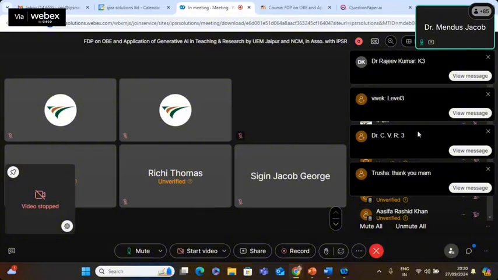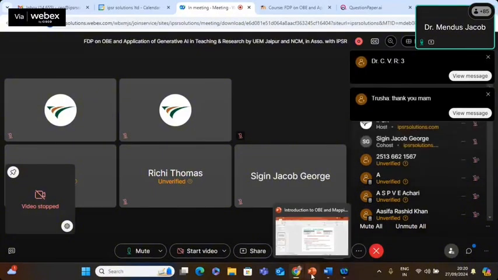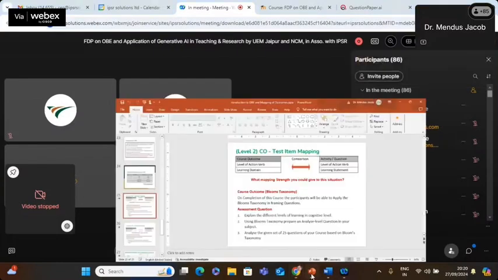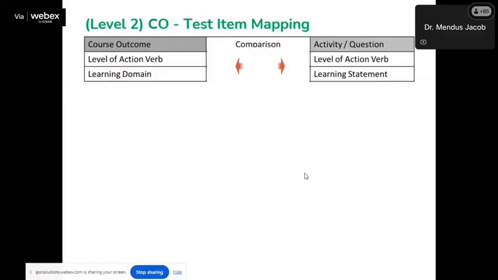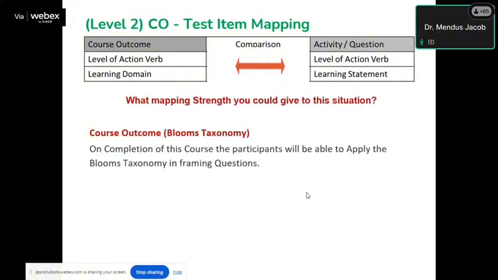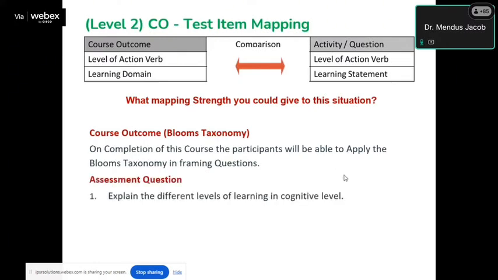Level 3. Okay, it is level 3. Yeah, fine. So the level of the taxonomy is 3. That means it's an apply level CO. Now, this is my first question in the question paper, if I want to conduct an exam.